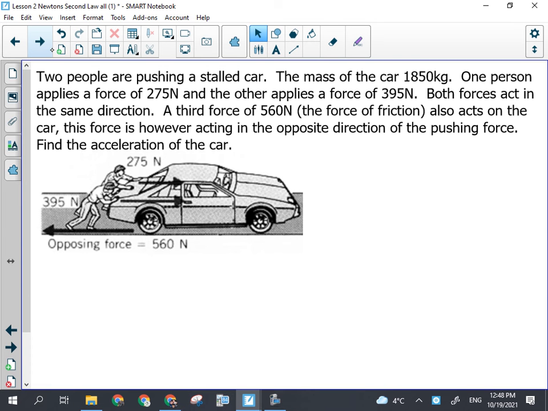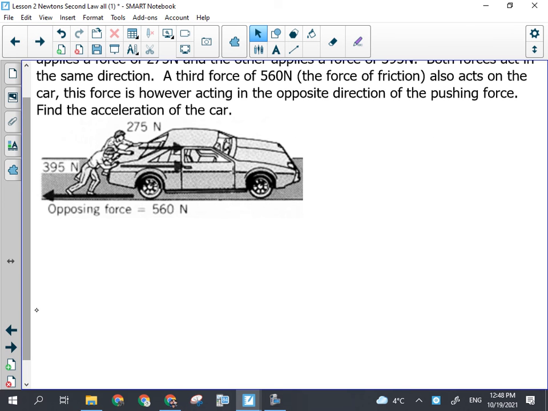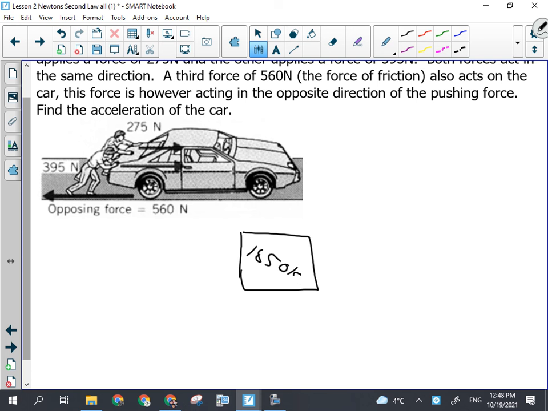Even before that. Free body diagram. I need to draw a free body diagram of this situation. I don't need anything fancy. I don't have to draw a picture of a car. I just want to write 1,850 kilograms. There's the mass that is being accelerated. Then I want to draw in the forces that are acting on it.